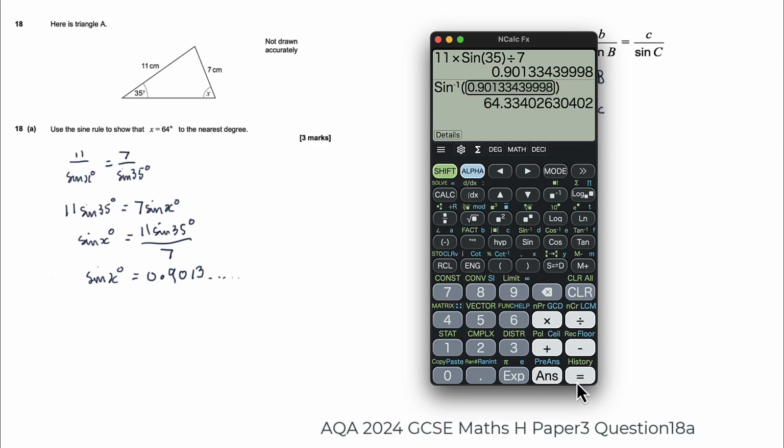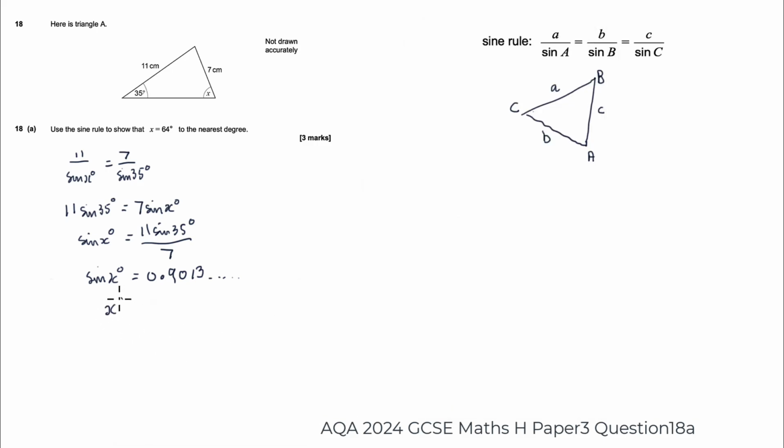And the answer to that, 64.33 and so on. So x equals 64.33, etc. And that is approximately 64 degrees to the nearest degree.